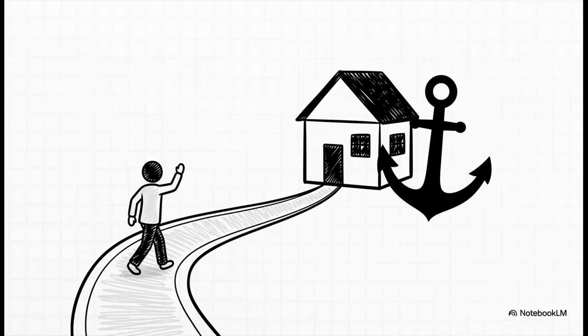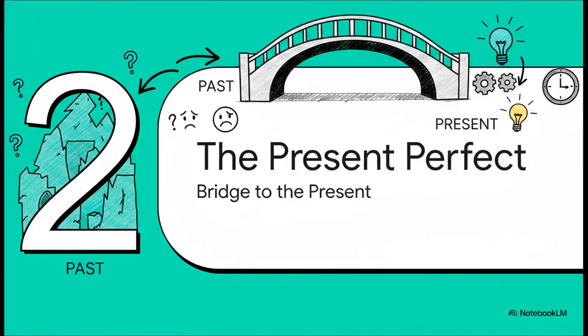Let's see this in action. I visited my friend yesterday. Notice how that specific time reference, yesterday, completely anchors the action firmly in the past. You take your subject I, add that ed verb visited, and the visit is over. Pretty simple, right?